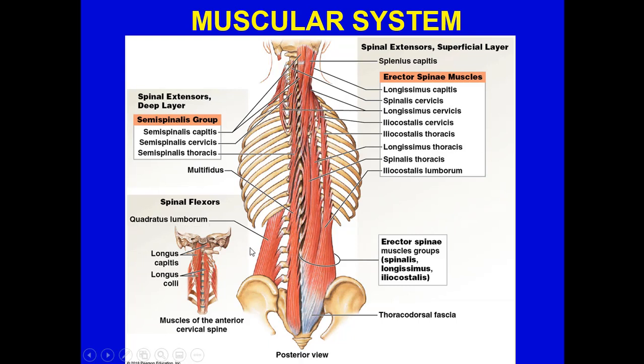The quadratus lumborum right here. Basically, it's attached, don't you find that interesting? It's here at the crest of the ilium, but it goes all the way up to basically only the 12th or floating rib right down here. All right? Now that's the posterior view.